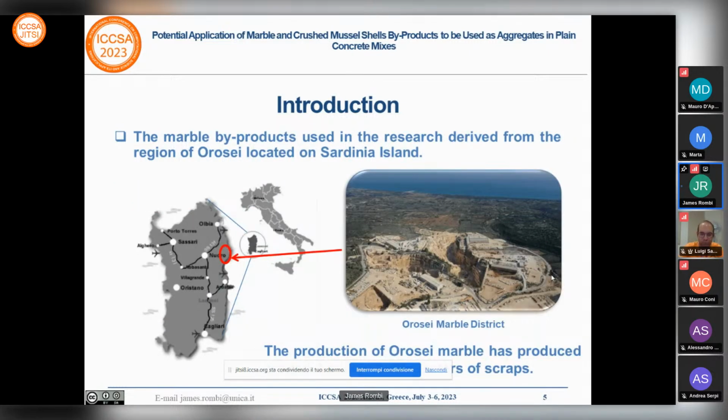The second byproduct that we studied was the marble used in the research, derived from the Orosei region. This is also in Sardinia, but on the east coast of the island. In this picture, we can see the Orosei marble district. We can say that since the commercialization of this material began, there are 3 million cubic meters of scraps abandoned in landfills.